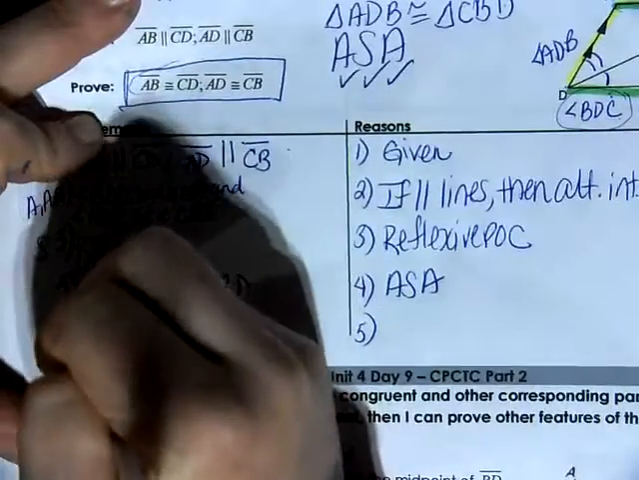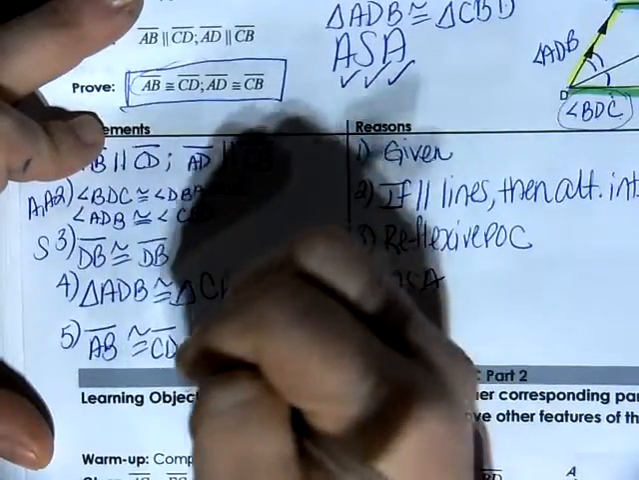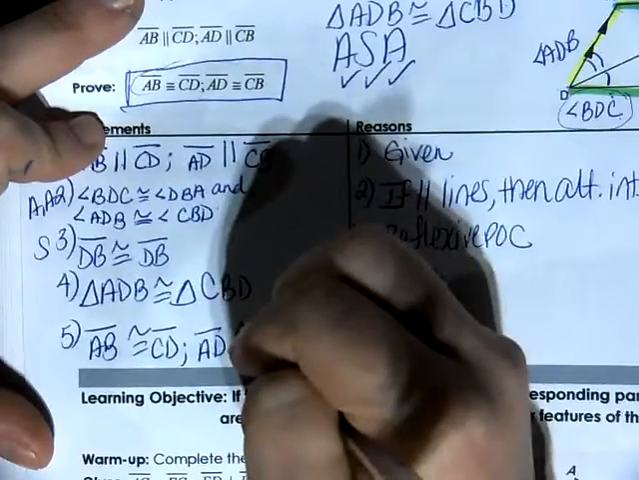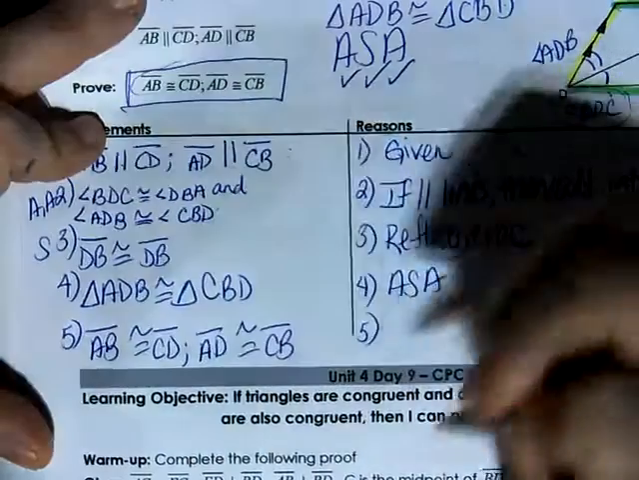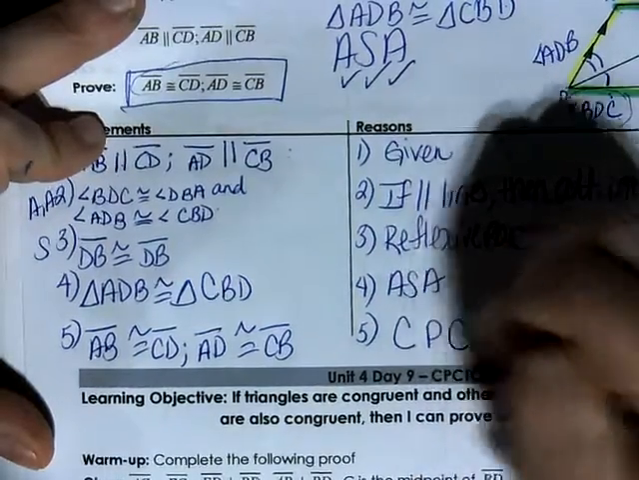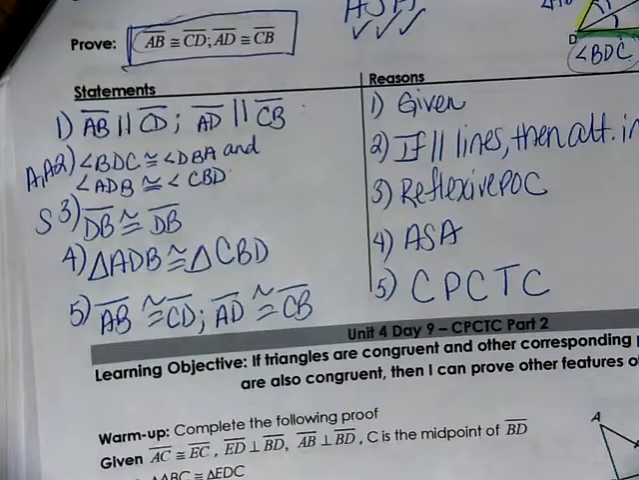Side length AB is congruent to side length CD, and segment AD is congruent to segment CB. And we write that because corresponding parts of congruent triangles are congruent. CPCTC. And that is the end of today's lesson.